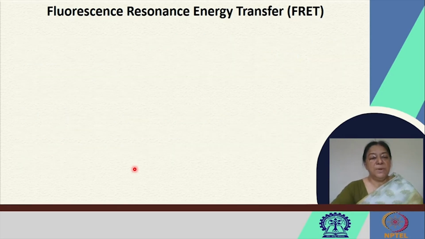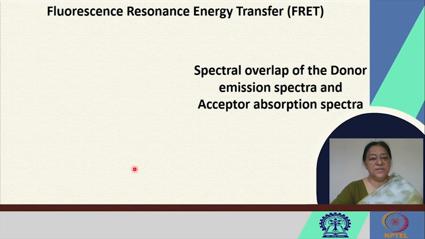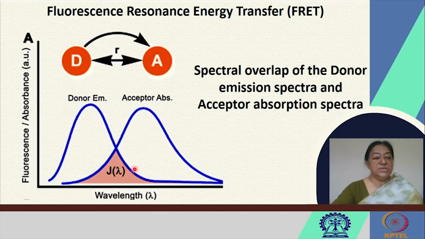So if we look at the methodology of FRET, we see there's spectral overlap of the donor emission spectrum and the acceptor absorption spectrum, which is evident from this diagram. The donor absorption is more blue shifted, at a lower wavelength here, and this is the donor emission.